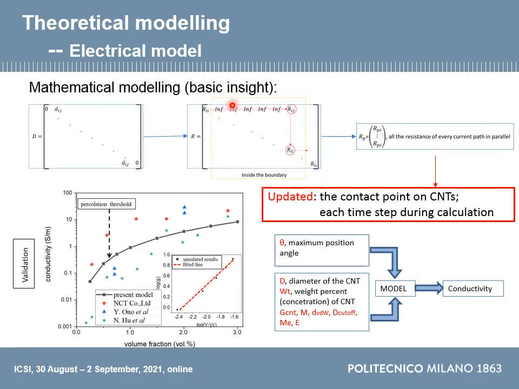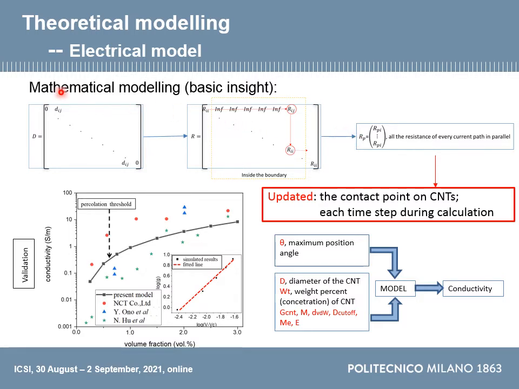So we keep searching for the available value in each row, and if a value is found, that means a path can be formed. At the same time, if the CNTs at the beginning and the end are near the boundary, that means a current path can be formed in the unit cell. In this way, we could find some current paths and also the resistance of each current path, and all the available current paths will be calculated in parallel. In this way, we could get the overall electric resistance for the nanocomposites.